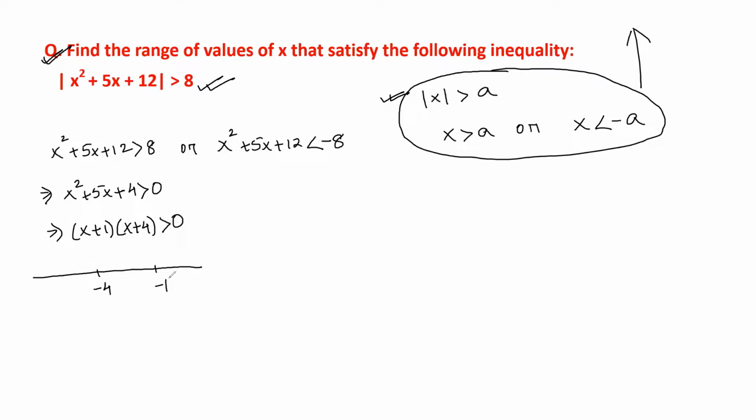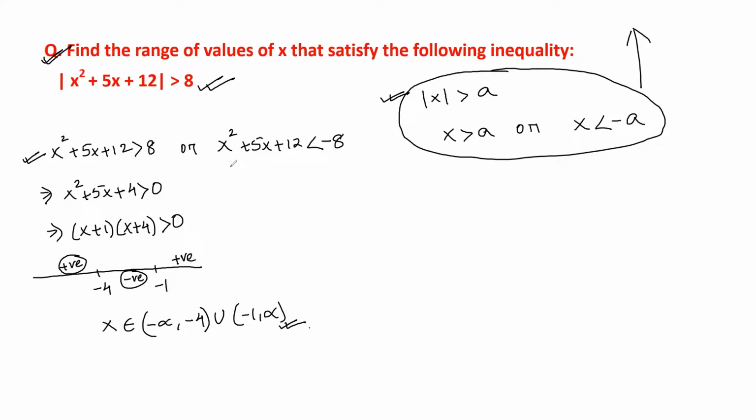For any values of x which is greater than minus 1, this quadratic polynomial would be attaining a positive value. In a similar way, between minus 4 to minus 1, this quadratic polynomial would be attaining negative value. And for values lesser than minus 4, this quadratic polynomial would be attaining a positive value. So the range of values of x for which this part of the inequality would be satisfied would be simply x belongs to minus infinity to minus 4, excluding minus 4, union minus 1 to infinity, and again excluding minus 1.